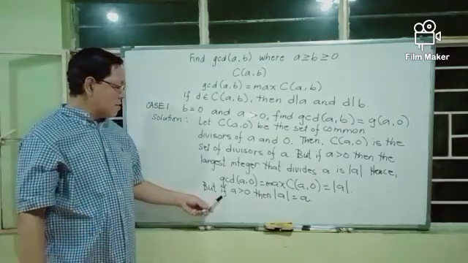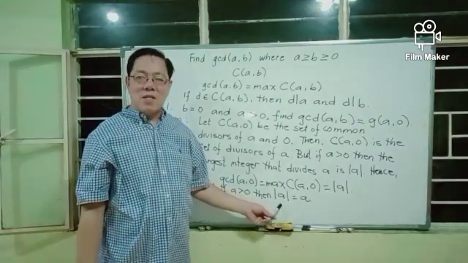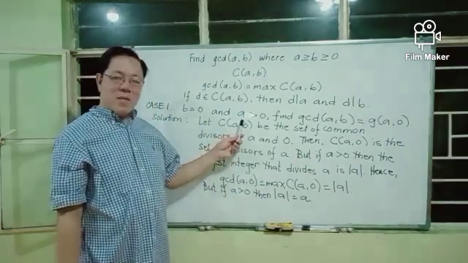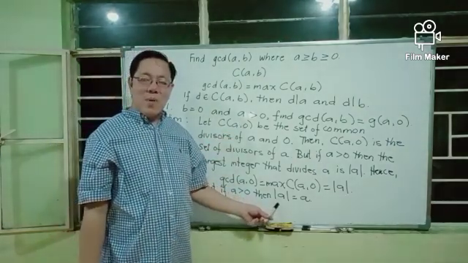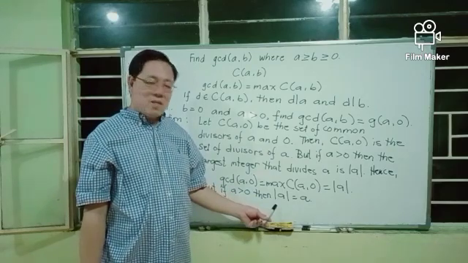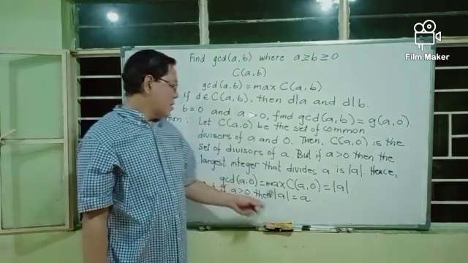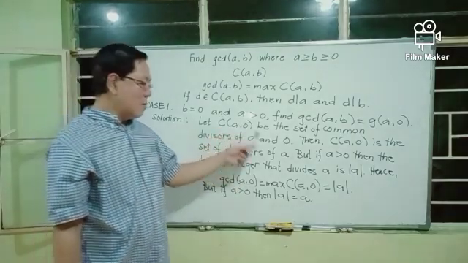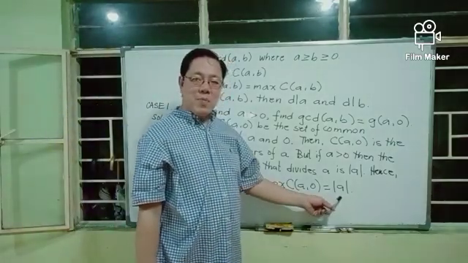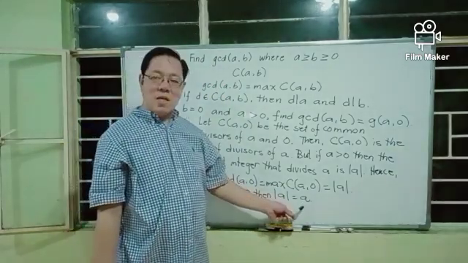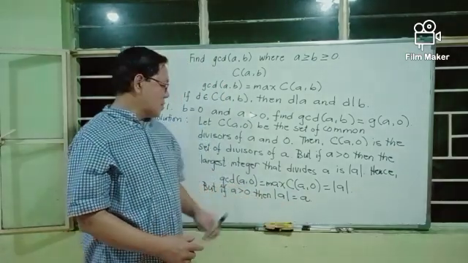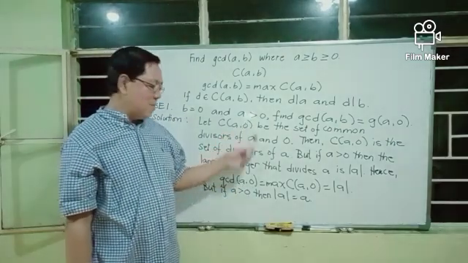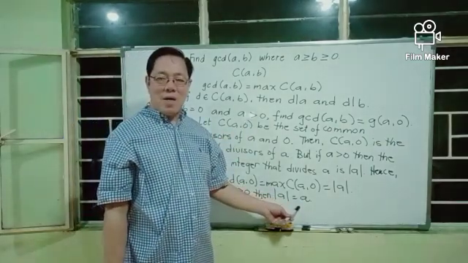This means that the absolute value of a positive integer is itself. We are given that A is greater than 0, then the absolute value of A, which is positive, is equal to itself. Therefore, the greatest common divisor of A and 0, if A is greater than 0, is equal to the absolute value of A, and the absolute value of A is equal to A. We therefore conclude that the greatest common divisor of A and 0, if A is positive, is equal to A.